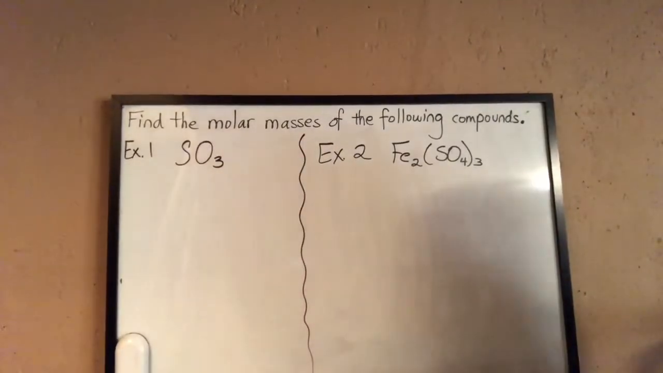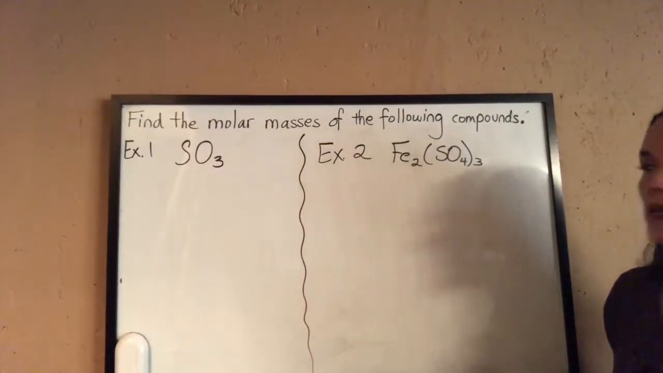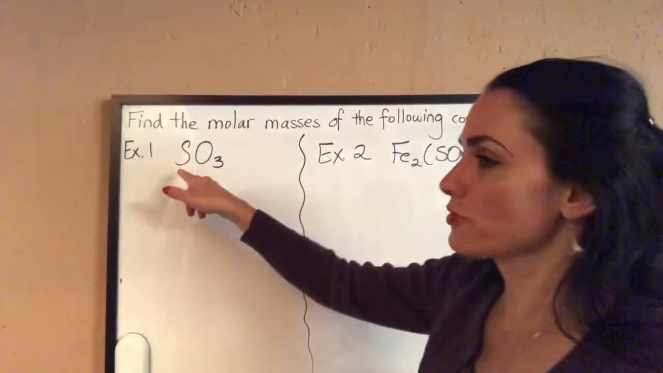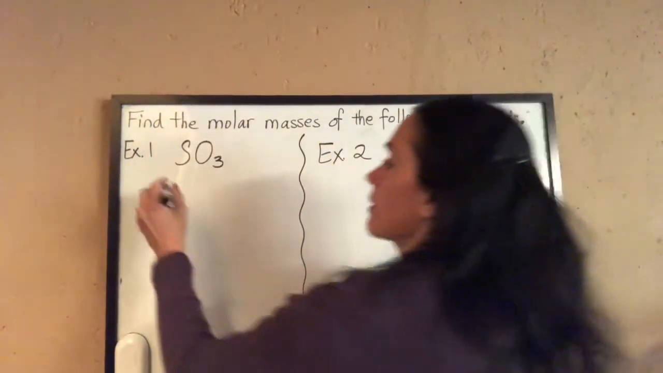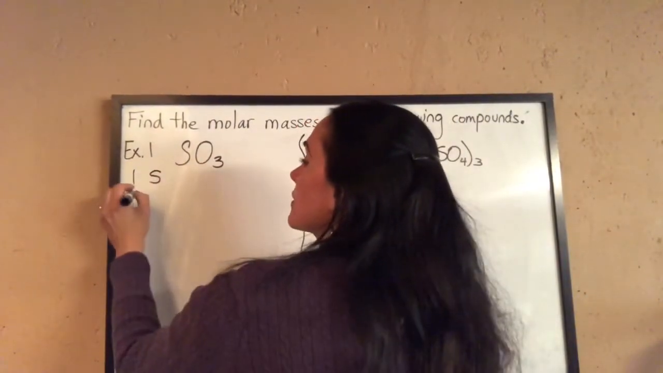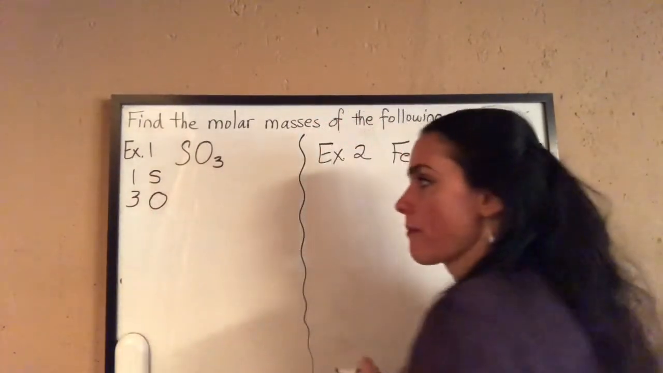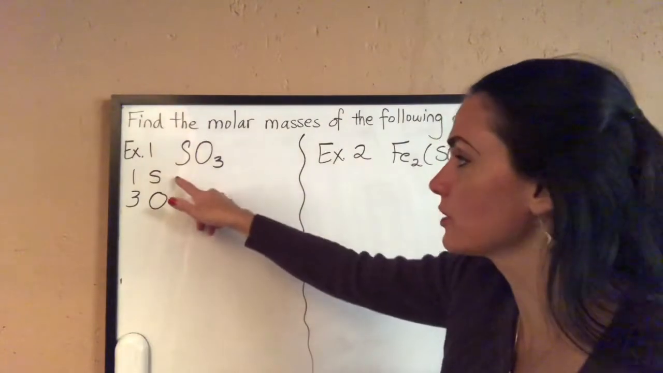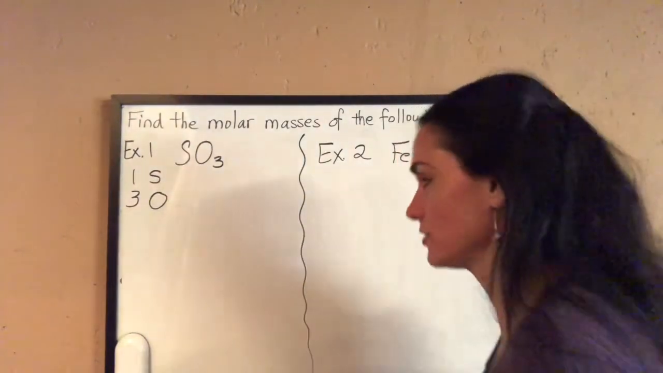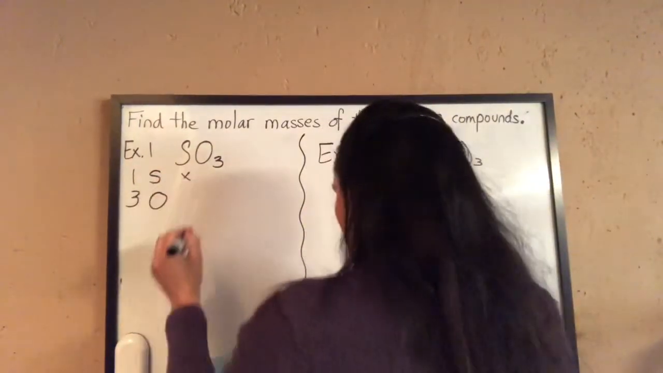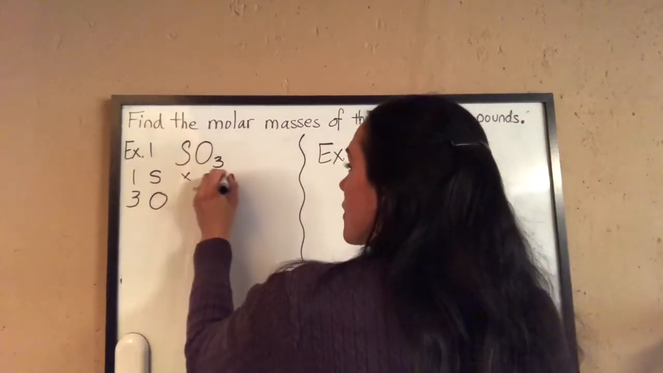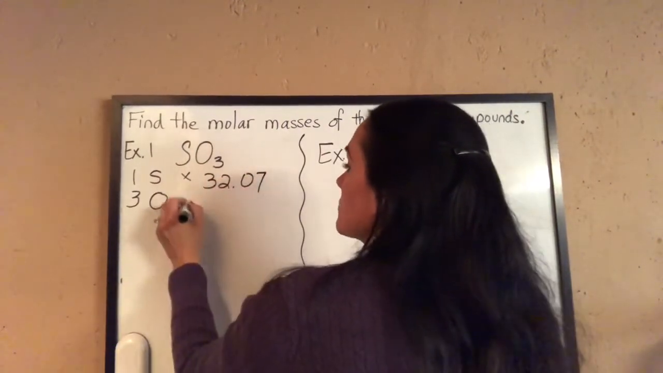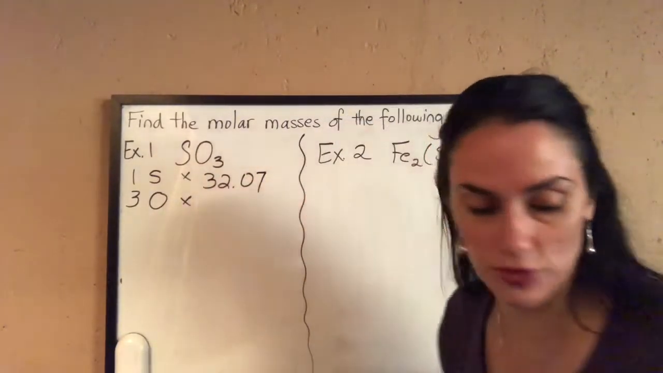Let's find some molar masses of the following compounds. Sulfur trioxide. We have 1 sulfur, we have 3 oxygens. Look up on the periodic table the atomic mass of sulfur and the atomic mass of oxygen. Sulfur has an atomic mass of 32.07. And I'm using the periodic table that is from your textbook.